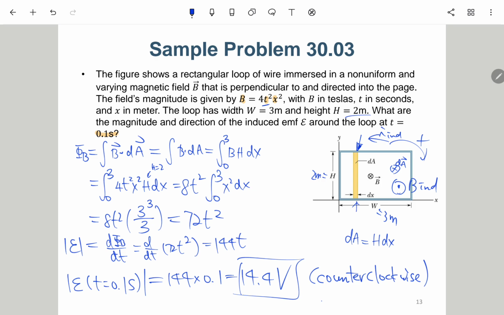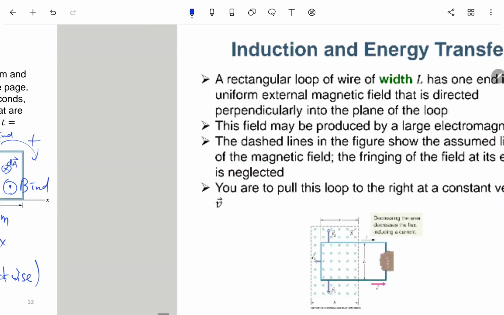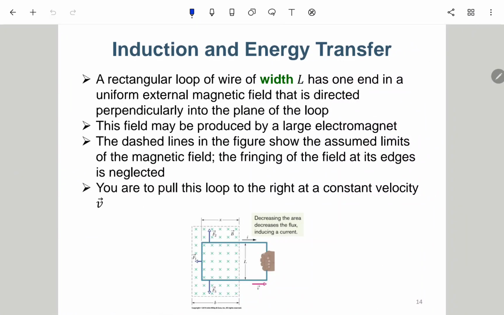Okay, any questions? Okay, so here we talk about induction and energy transfer. It says we have a rectangular loop of wire of width L. You can consider this a height. It has one end in a uniform external B field that is directed perpendicular, into the plane of the loop. This field may be produced by a larger electromagnet.